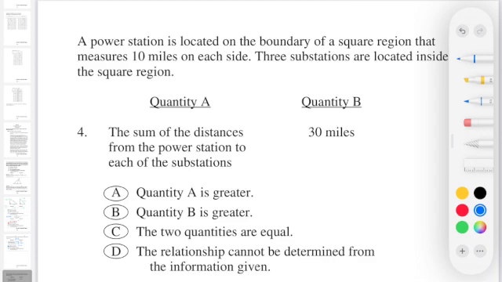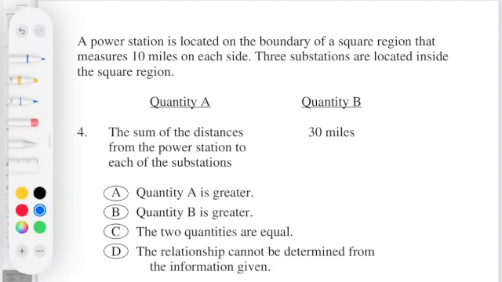All right, our next one. I think this one is a really good example of a quantitative comparison question because we finally have some really extreme ambiguity that makes these problems difficult, I think. So the given information tells us that a power station is located on the boundary of a square region that measures 10 miles on each side.